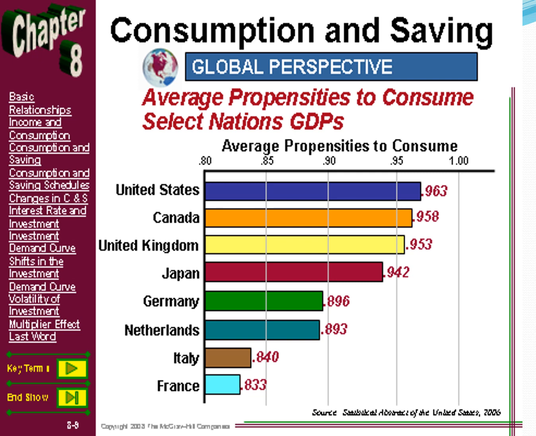Okay, so average propensity to consume, select national GDP. If you see the United States, it's very high, it's 0.963, but it's a developed country. Most of the European countries, and then we have Japan, Germany, Italy, and France.